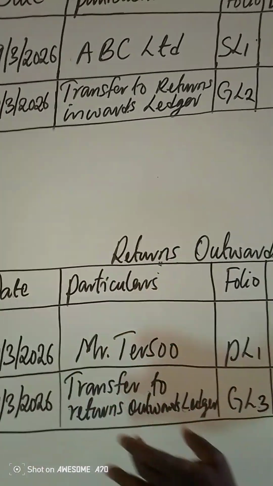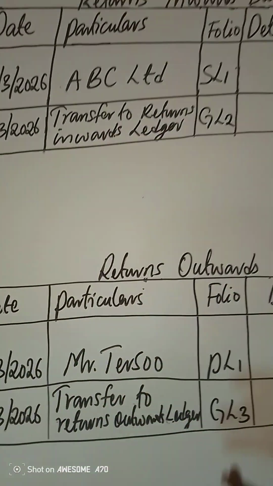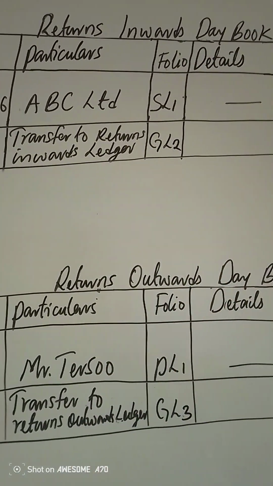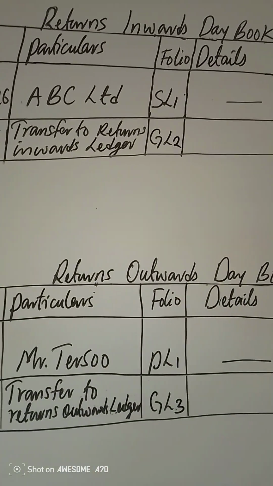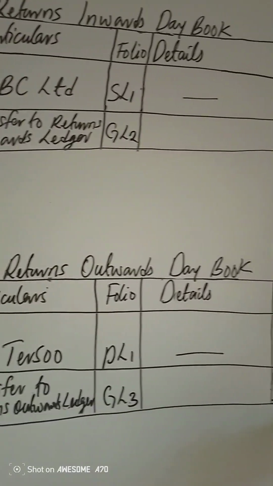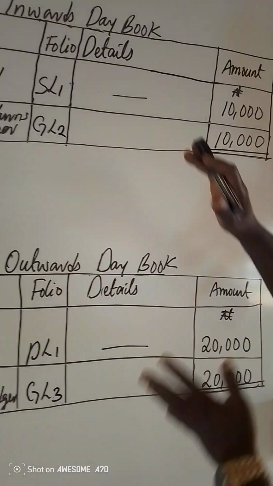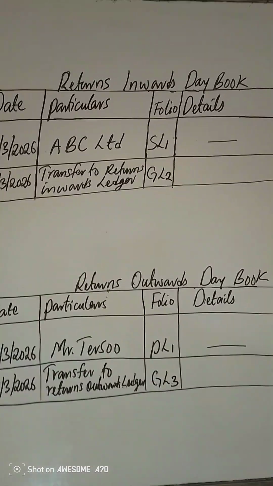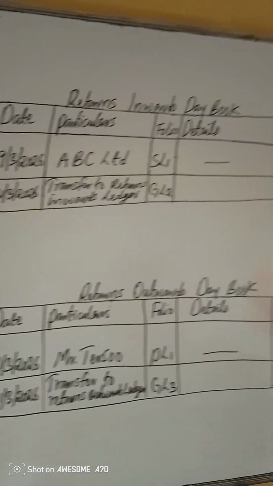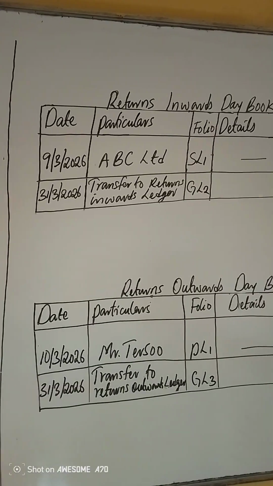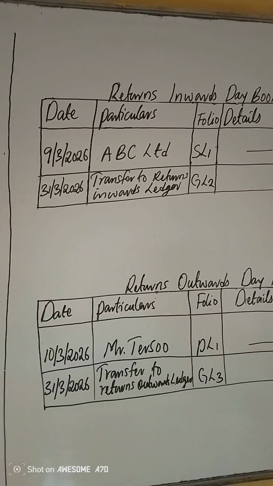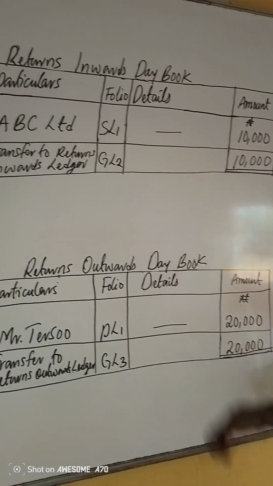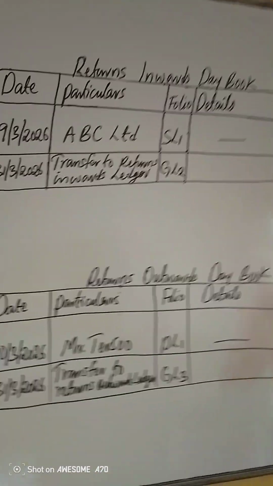You now say transfer to returns outward ledger GL, GL meaning that the returns outward ledger is under the general ledger. Then the total is 20,000. I know learners will find it easy to record transactions into these books because there's no debit and credit. You just have to master the format, the heading, and everything. Then close it and transfer it to the respective ledger groups in the ledger account using the appropriate folio. You don't have an issue.